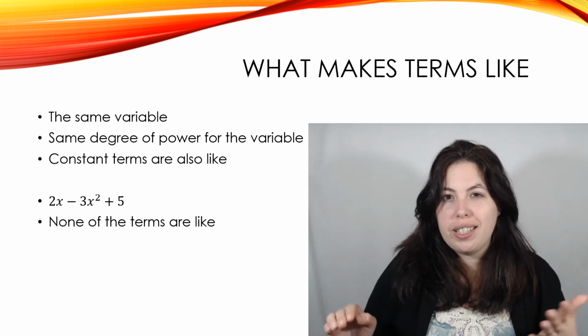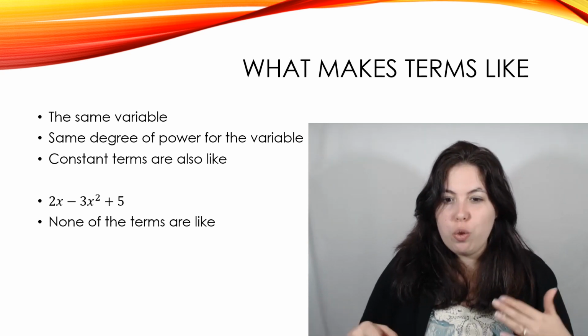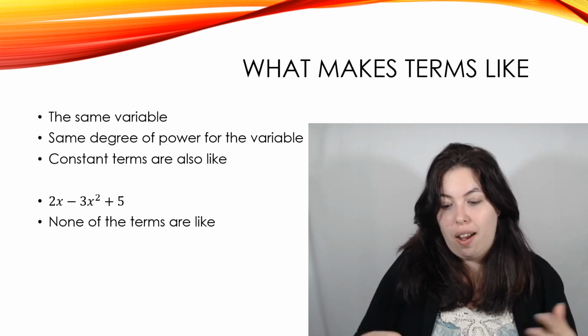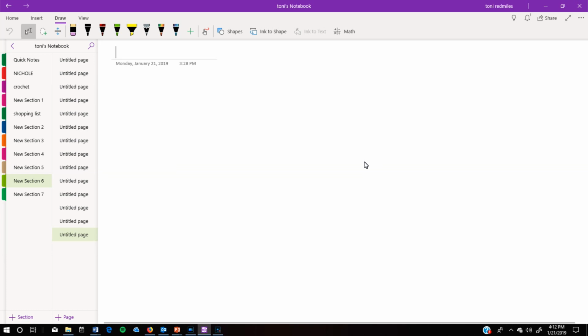Let's look at some examples that I'm going to show you. That way you know how to combine them after we've identified what is like and what is not. So we're going to do some examples of combining like terms because there are a few more steps I haven't talked about that we need to know.